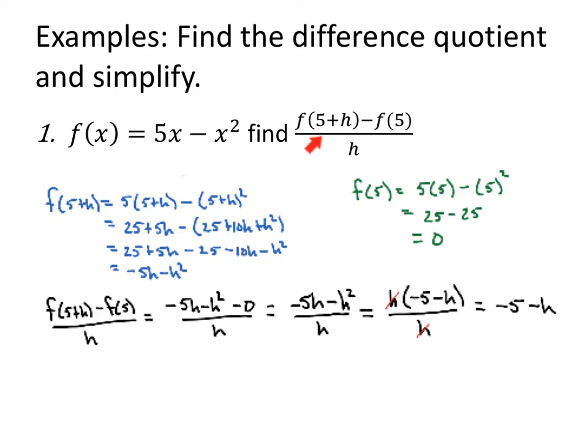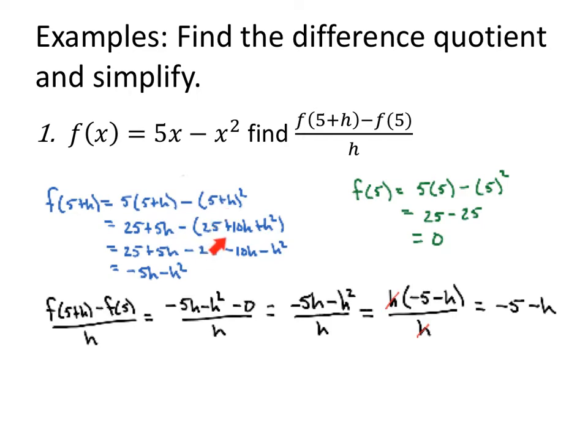First I'm going to find f of 5 plus h. Then I'm going to find f of 5. And then I'm going to put it in this whole expression. So we take a look at one at a time. F of 5 plus h, evaluate the function, take out the x, replace it with parentheses, fill in the 5 plus h. So I'll have 5 times 5 plus h minus 5 plus h all squared.